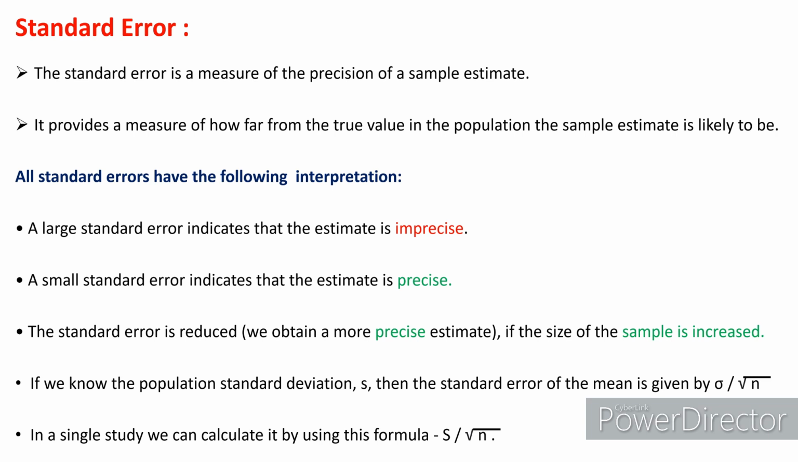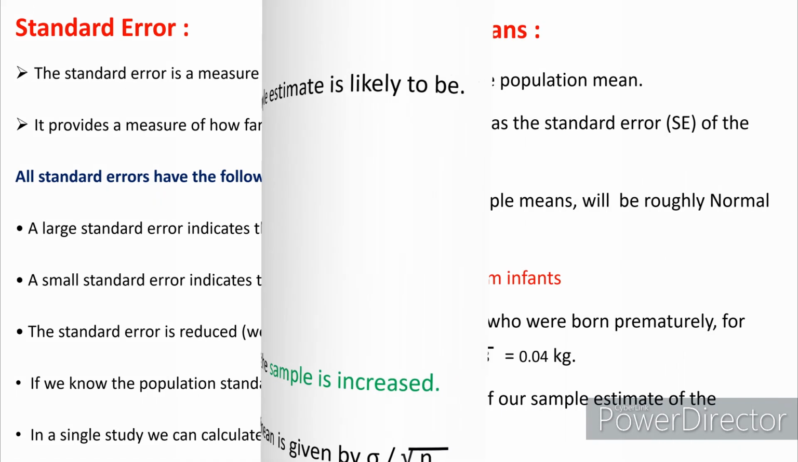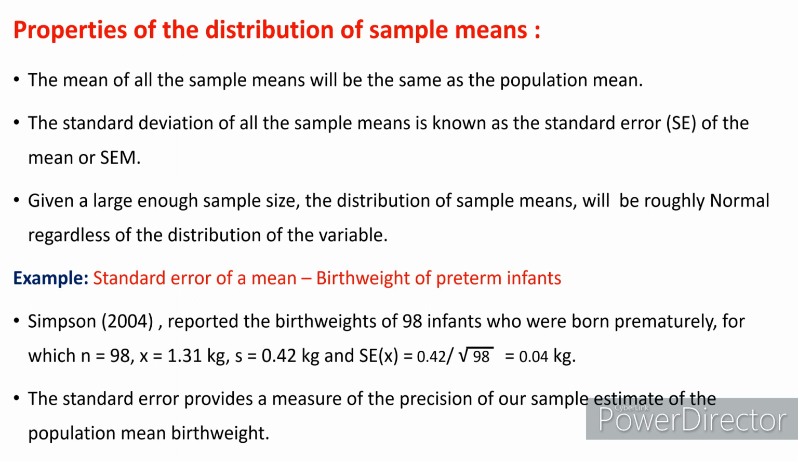And if we know the population standard deviation sigma, then the standard error of the mean is given by the formula sigma divided by square root of n. But in a single study, if you want to calculate it, we use the formula S divided by square root of n. So let's understand this with some examples. Before that, let's see the properties of distribution of sample means. Because we have been discussing the sample estimate and sample means, right? Let's understand what exactly the term sample mean means.